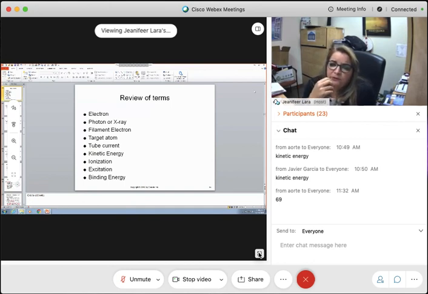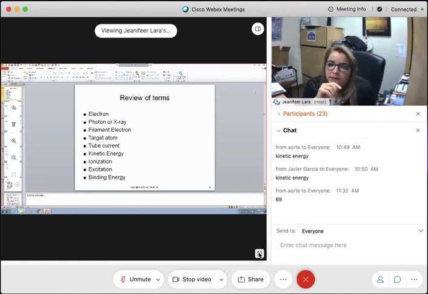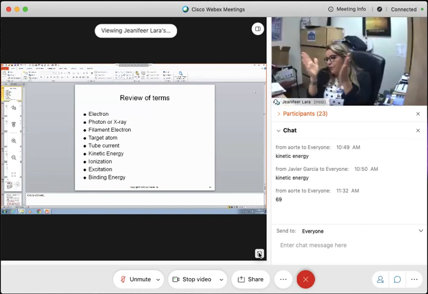Where do we find binding energy? It's the shells around the atom. And like Tracy said, it's holding what to the shells? Binding energy is electrons being bonded to the shell orbits around the nucleus. Ooh, guys, I love it.